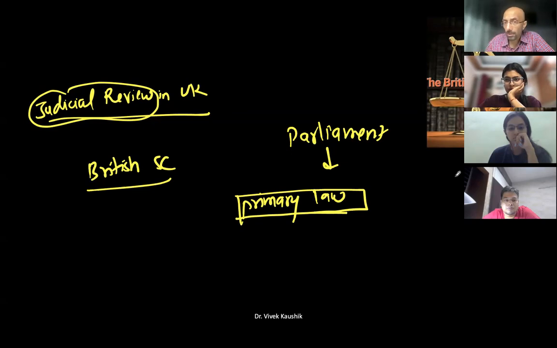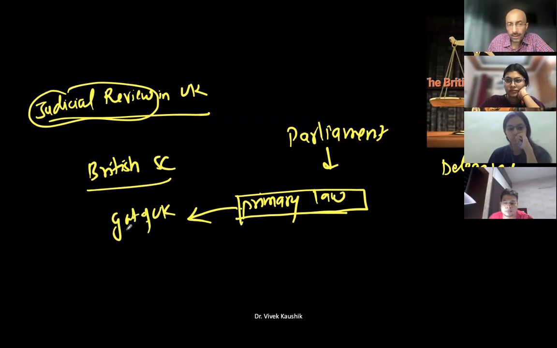I hope you all remember the concept of delegated legislation, whereby the parliament, the legislature, often delegates some powers to the executive, saying we are making such a law, and you can make the required details within the framework of this law. So based on this primary law, what may happen? Based on this primary law, the government of UK can make certain secondary legislations.